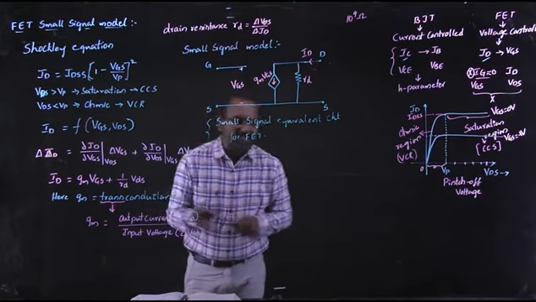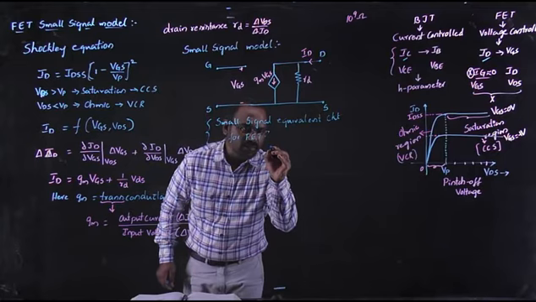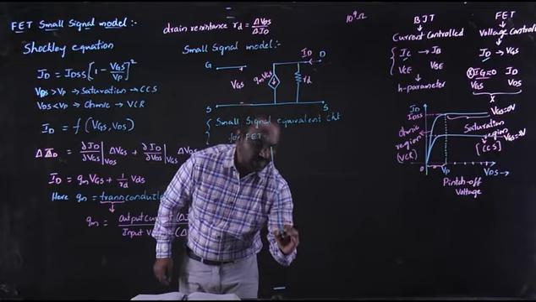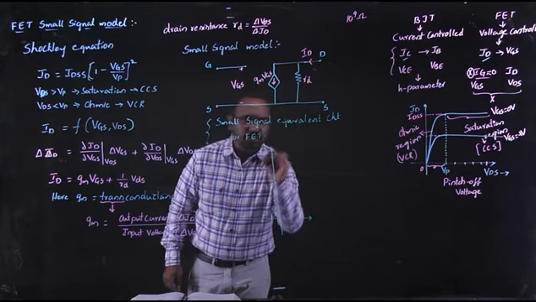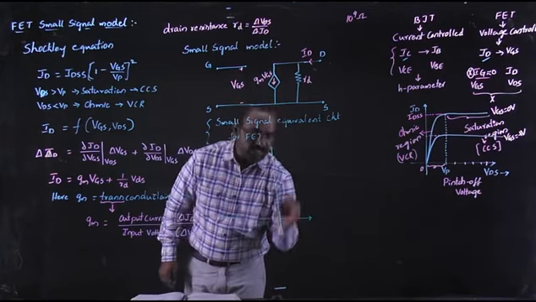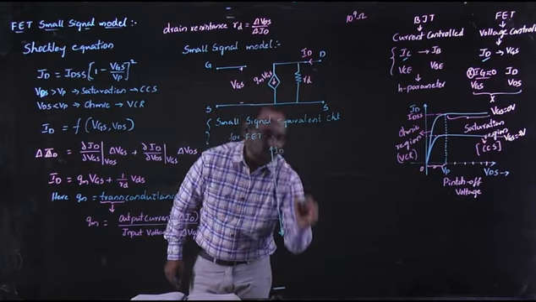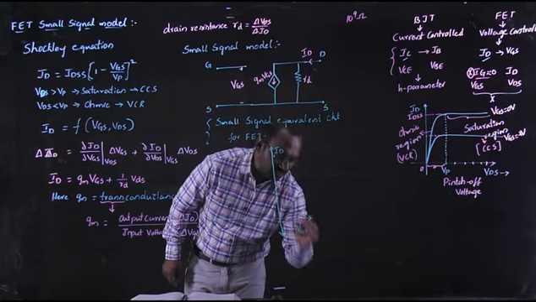So I am drawing the transfer characteristics curves. The transfer characteristics are drawn between the output current versus the input voltage, that is ID versus VGS.